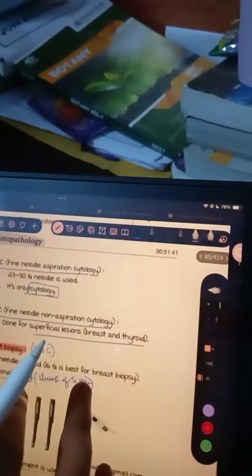Then we have histopathology: FNAC and true cut biopsy. FNAC is fine needle aspiration. We use a 23 to 30 gauge needle. It is only cytology, only cells are seen. FNAC is used for superficial lesions like breast and thyroid.